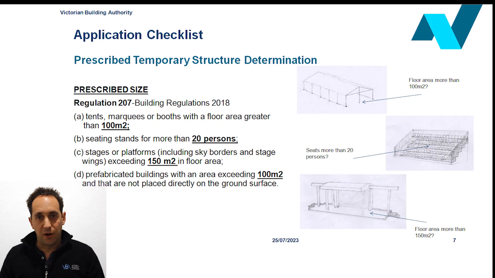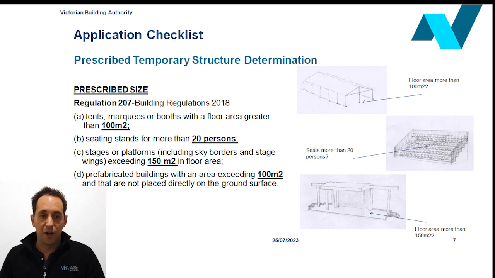Prescribed temporary structure determination. This is probably one of the most important parts of the whole application process that applicants need to be aware of from the beginning. For every application, all submissions need to be determined as a prescribed temporary structure for the VBA to issue an occupancy permit under Part 5 Division 2 of the Building Act 1993.